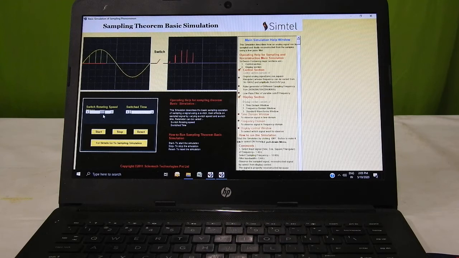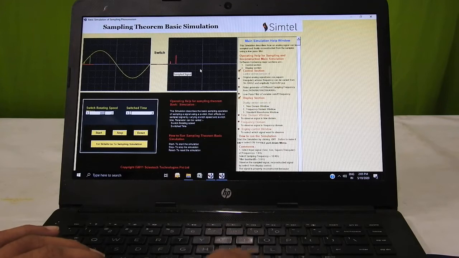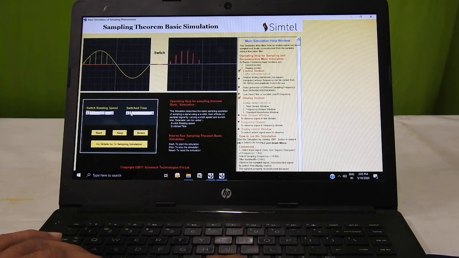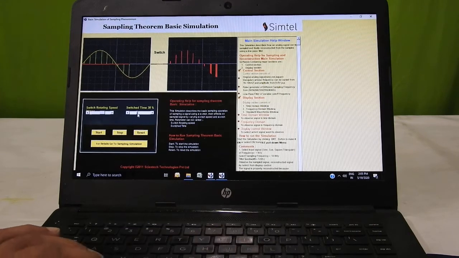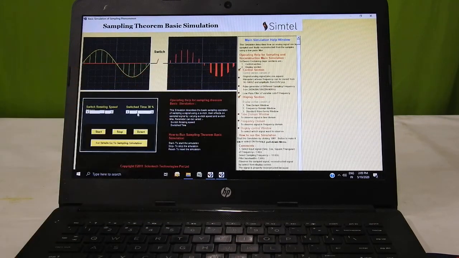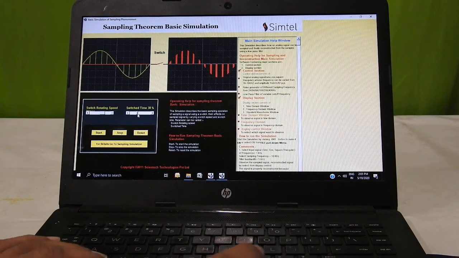If the switch is closed for more time, then definitely the sample, the instantaneous value I am getting, will have more width, and if that width is more, the area under the curve will be more, and that means the power content in that sample is more. So if I increase the switch time, that is the close time, which is the sample pulse duty cycle, you can see that now I started getting thick samples, because the switch is closed for more time, and that is the reason the sample pulse duty cycle plays a role.